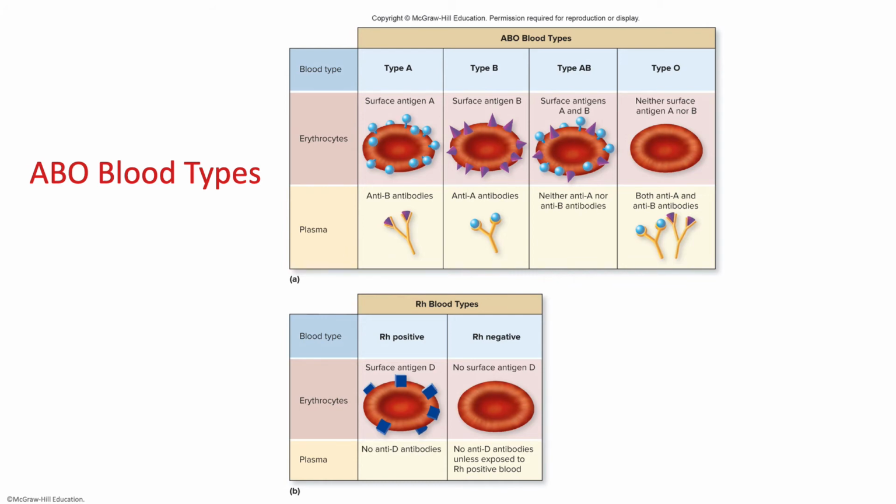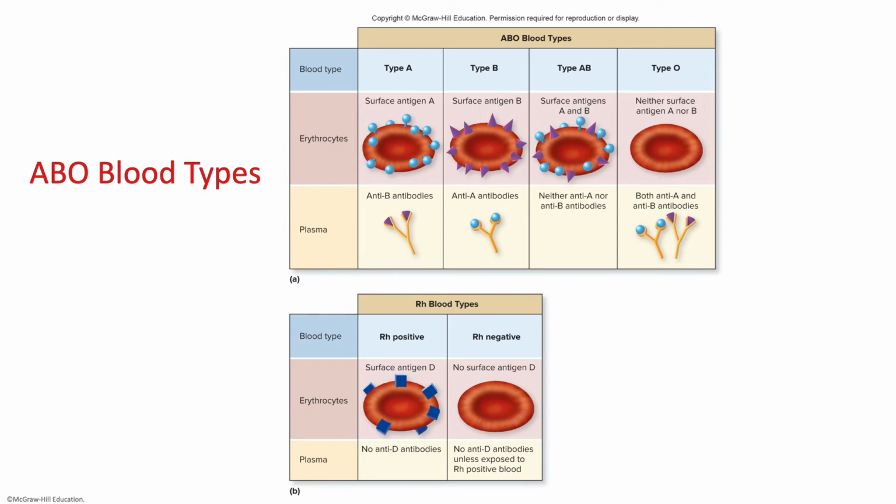If you're type O blood, that means you have neither surface antigen A or B, and because you have neither, you will create both types of antibodies against them in your blood. Type O blood is what we call the universal donor because it has neither surface antigen. It will be compatible.